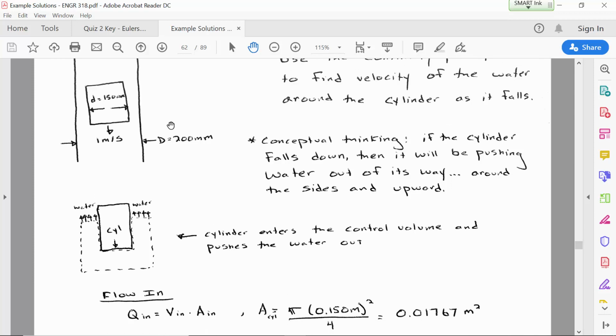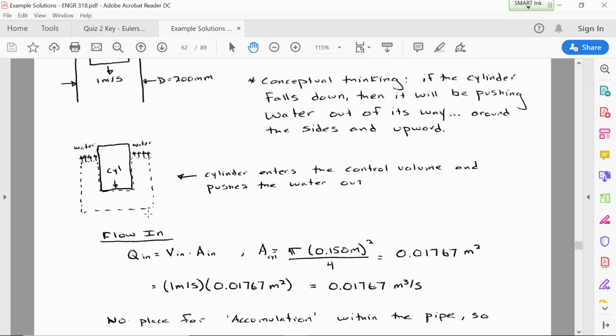Okay, so the cylinder's falling down, it's entering the control volume, and it's pushing the water out of the control volume. You can kind of think about it as like a syringe. The cylinder is the plunger that's going down into this volume that's full of a liquid, and so the liquid that's inside of that volume is going to be flowing out through the only escape route that it's got, which is around the outside edge of the cylinder.